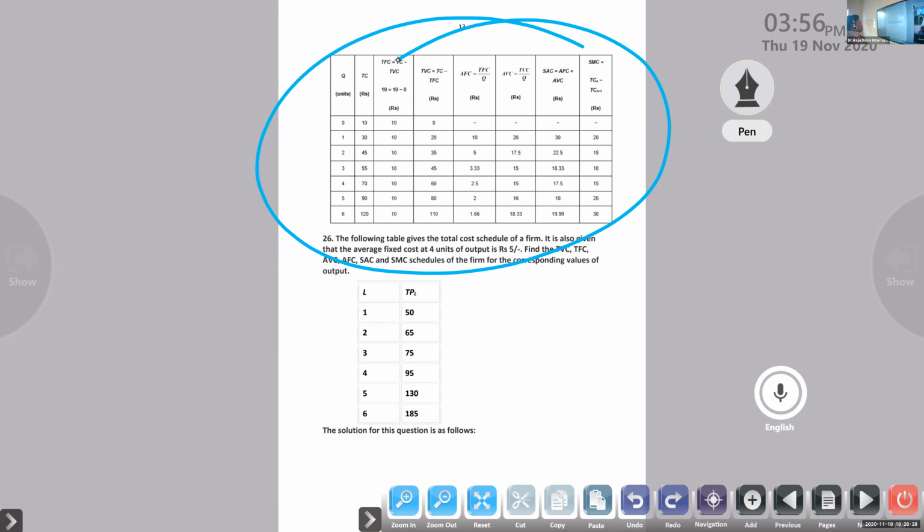In the examination, surely one question will come from this. So mind it. Learn this properly. Learn these applications properly, and the calculations too. Okay, next question, the 26th question.